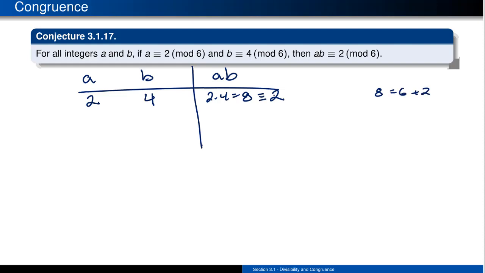So in this case, 8 is actually going to be congruent to 2 modulo 6. So it seems to be working in this case that I can multiply these things together, and it's going to kick out a 2. Let's look at another example.